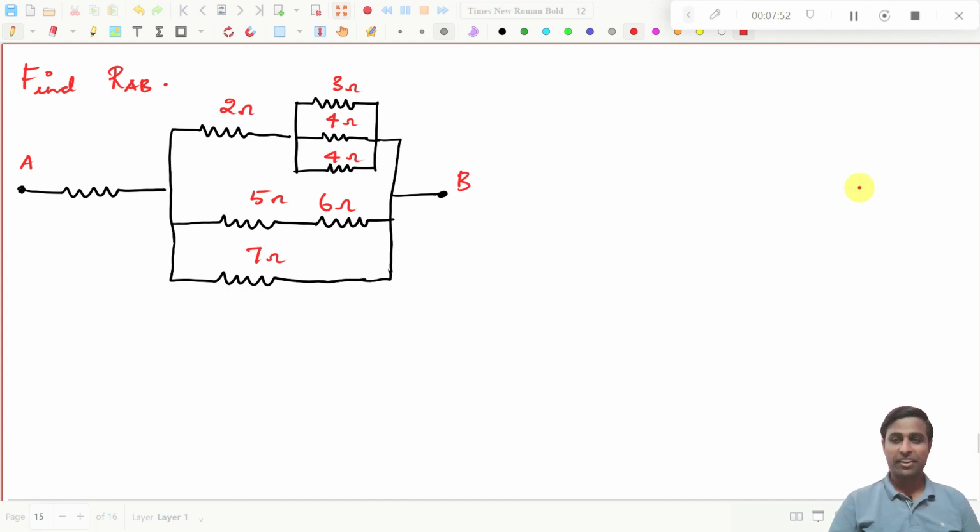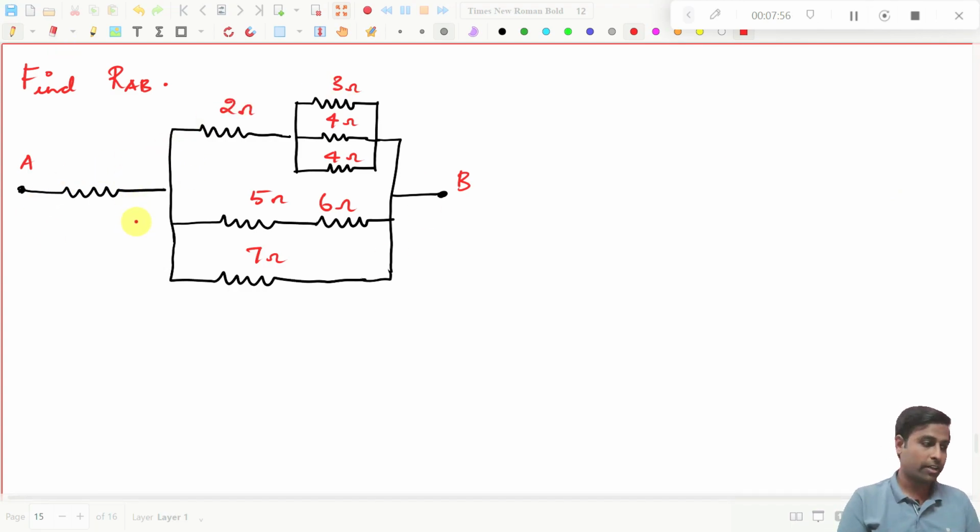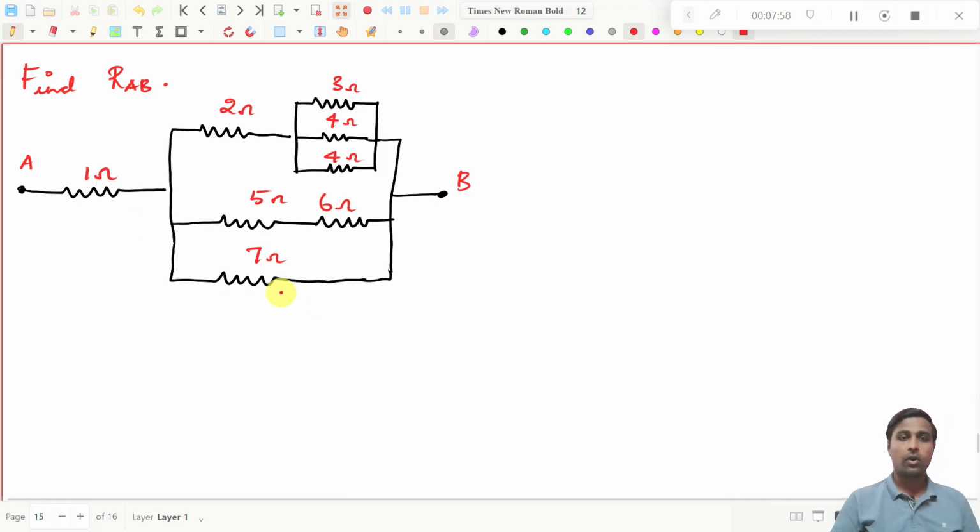Okay, fine. We have taken a more complicated problem. This value I have not written. This is 1 ohm. Okay, fine. Now, you see, we have taken a problem. Now we need to find the effective resistance between these two points. I have to solve the circuit to bring a single resistor. You understand like that. Okay, I need to simplify this circuit to get a single resistor.